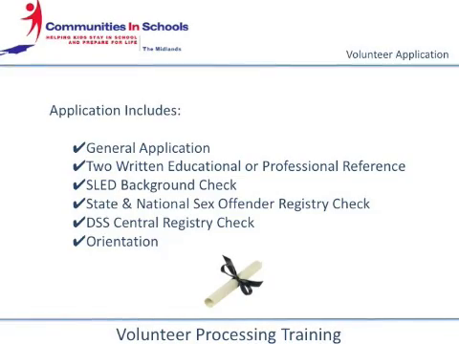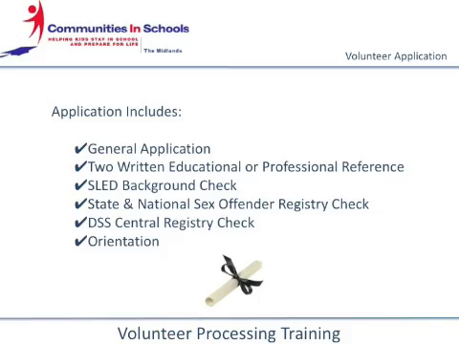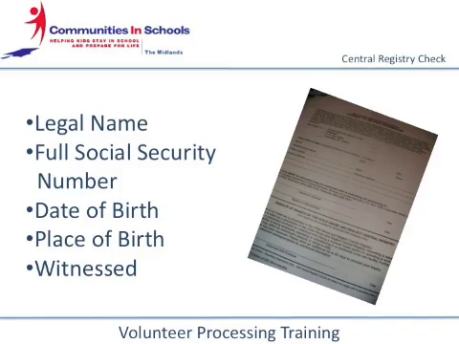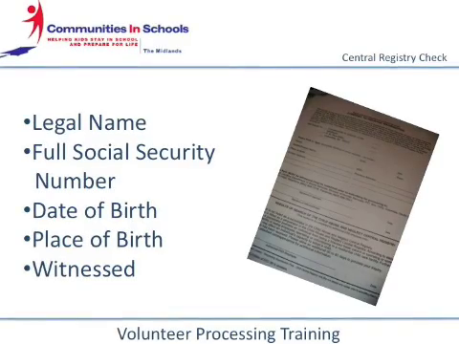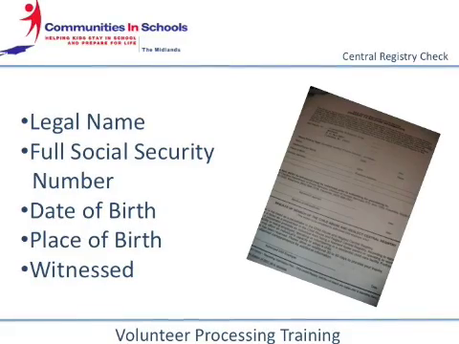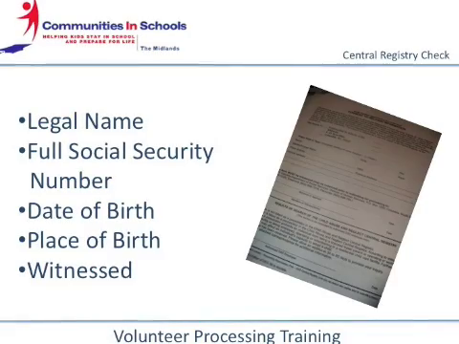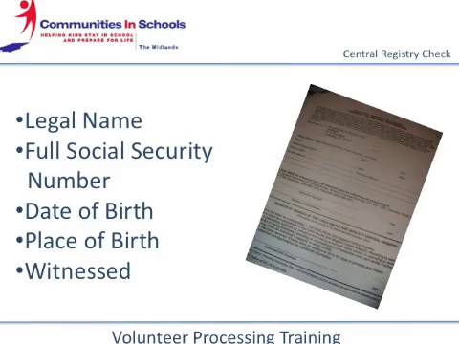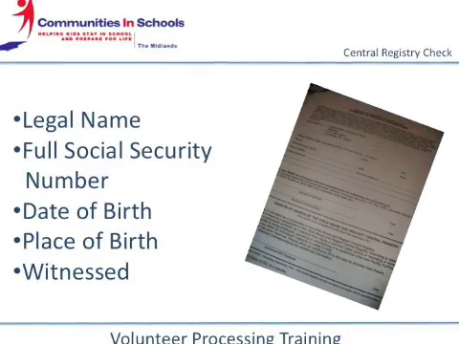When you accept an application, make sure that all pages are completed and legible. Make sure that signatures are affixed as they need to be. The DSS Central Registry check verifies that the volunteer has not had any documented occurrences with the Department of Social Services. This form has to be completed. They must include their full Social Security number, the date of birth, and the place of birth. This document must also be witnessed.